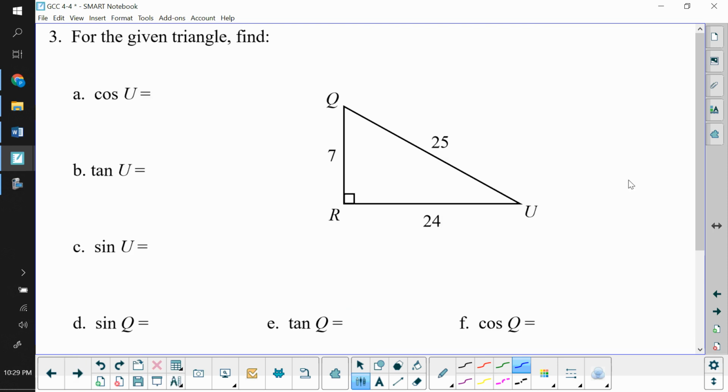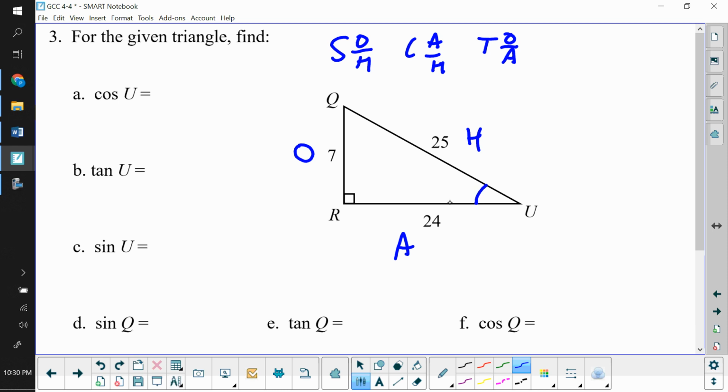Moving over to number 3, we've got all 3 of our sides labeled in the right triangle. We're going to start from angle U. So here's U. From U, this is the opposite, this is the adjacent, that's the hypotenuse. Let's write out our SOHCAHTOA. First, we're doing cos of U. So cos should be A over H.